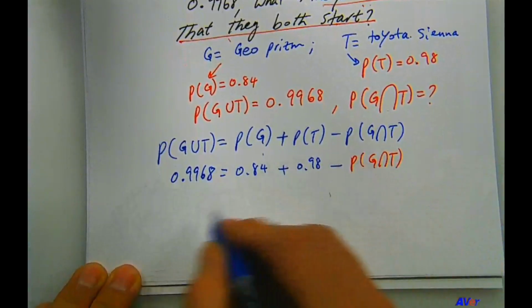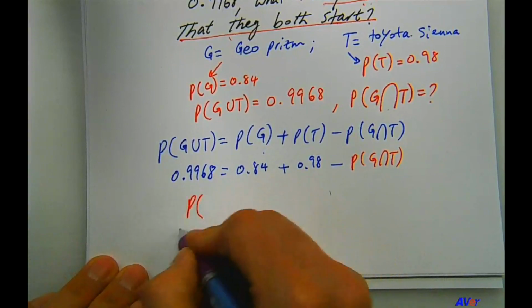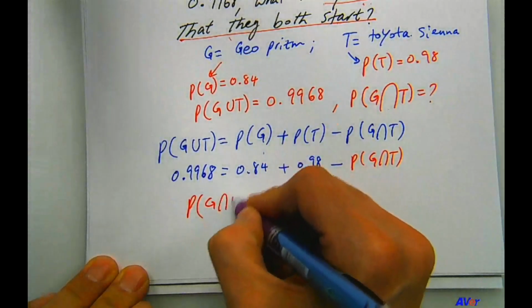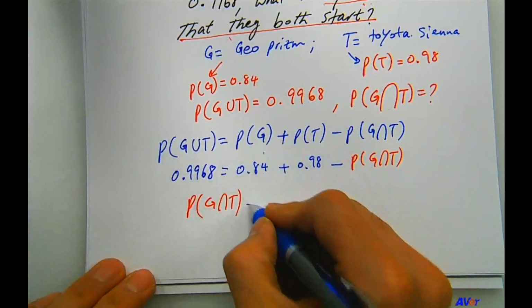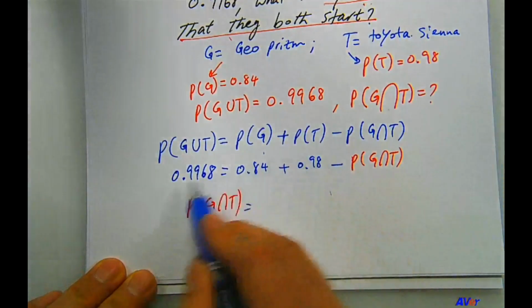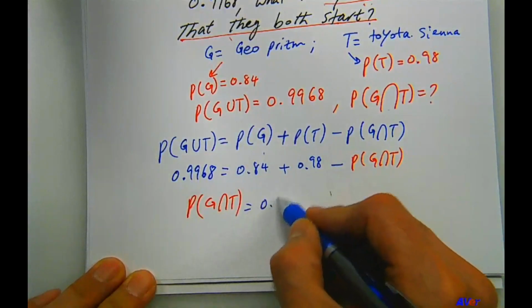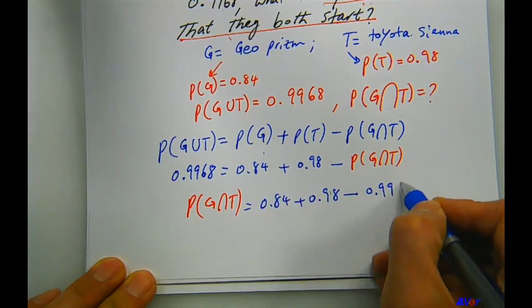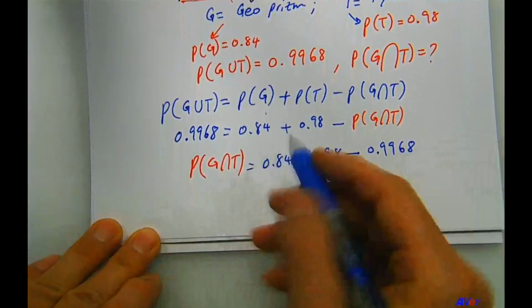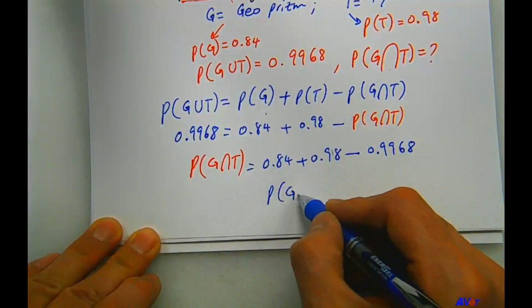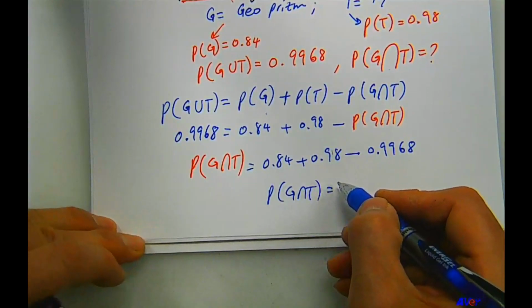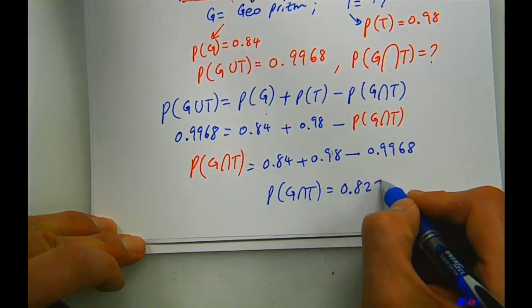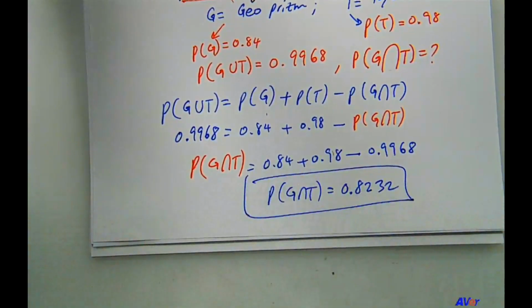We can move this to the other side. It becomes probability of G intersection T equals, and it becomes positive, right? It was negative on this side, positive. Move this to the other side. So 0.84 plus 0.98 minus 0.9968. So after we do all the arithmetic, we should get 0.8232. So this is the probability of both vehicles starting on any given morning.